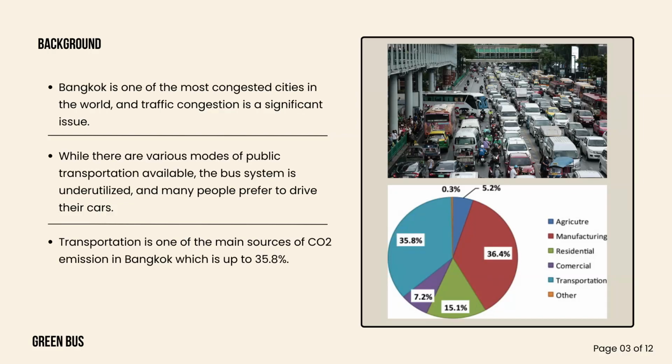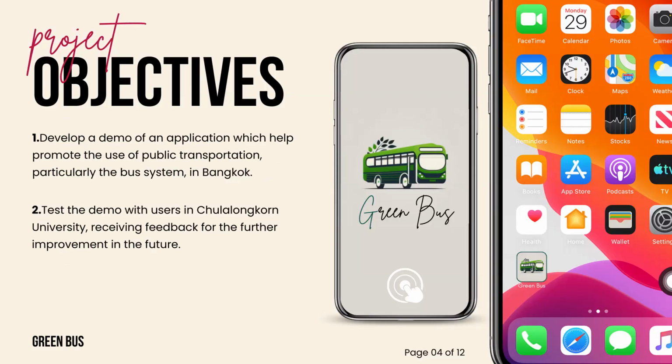So, as you guys know, Bangkok is one of the most congested cities in the world, and traffic congestion is a significant issue. And while there are various modes of public transportation available, the bus system is underutilized, and many people prefer to drive their cars. So, transportation becomes one of the main sources of carbon dioxide emission in Bangkok, which is up to 35.8%. So, let's take a look at our first objective.